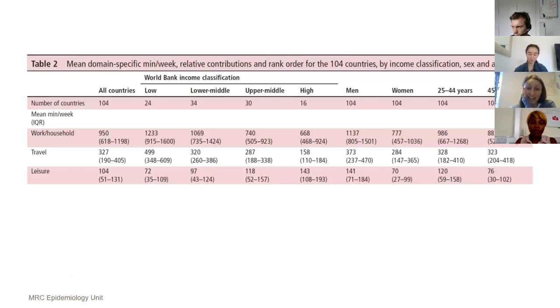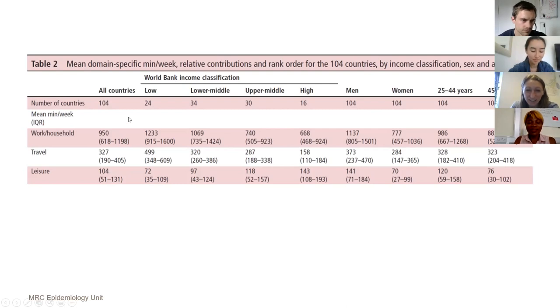This is a table that maybe will give a few numbers to that previous bar chart. What we've got here in the first column is the mean of the country means. The range is the interquartile range under that. I realize that's like mixing means and interquartile ranges, but that's what happens when you go through a review process.